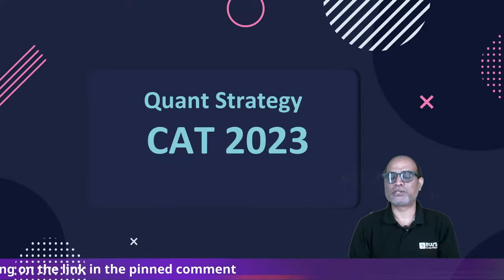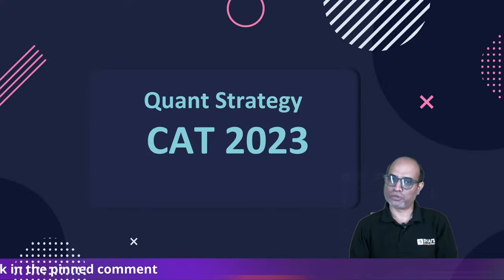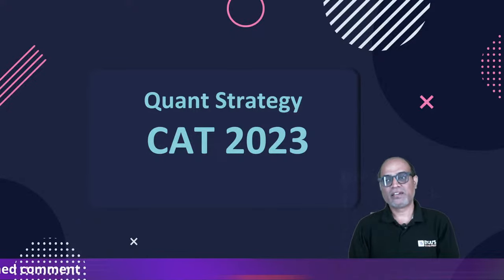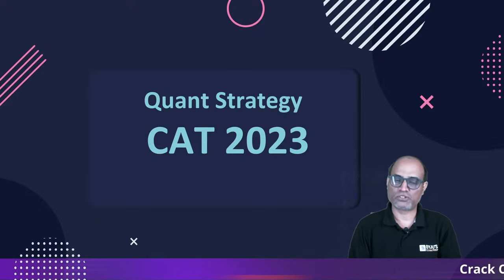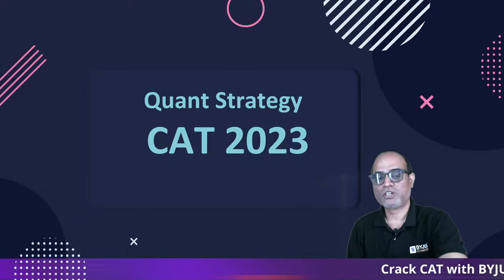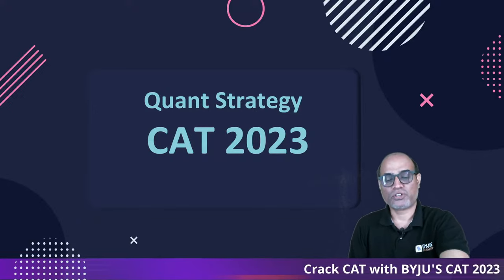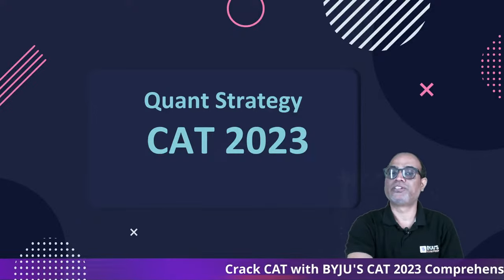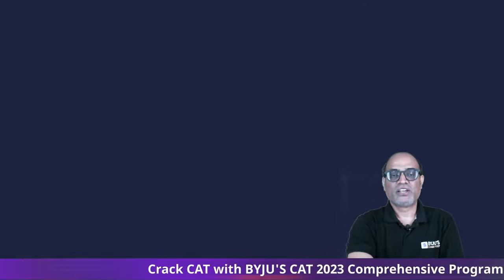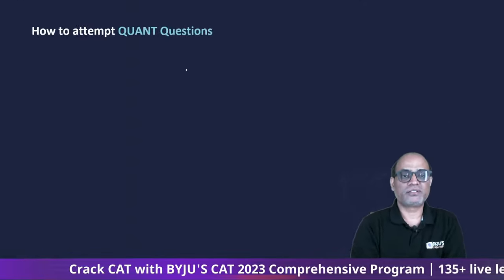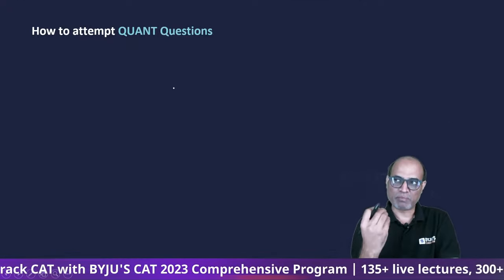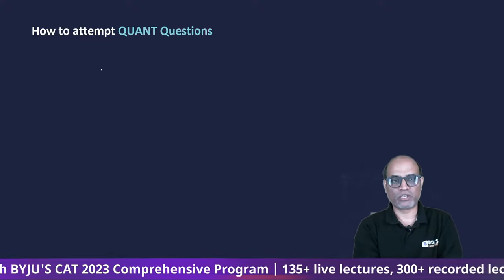So what we'll be doing today is we'll be looking at some of the questions from the actual CAT exam, and we will see what are the different ways by which we can actually solve the questions. I hope those will help you solve the questions faster. You will get to learn new approaches. So first things first, what are the important parts that are required to attempt quant questions?